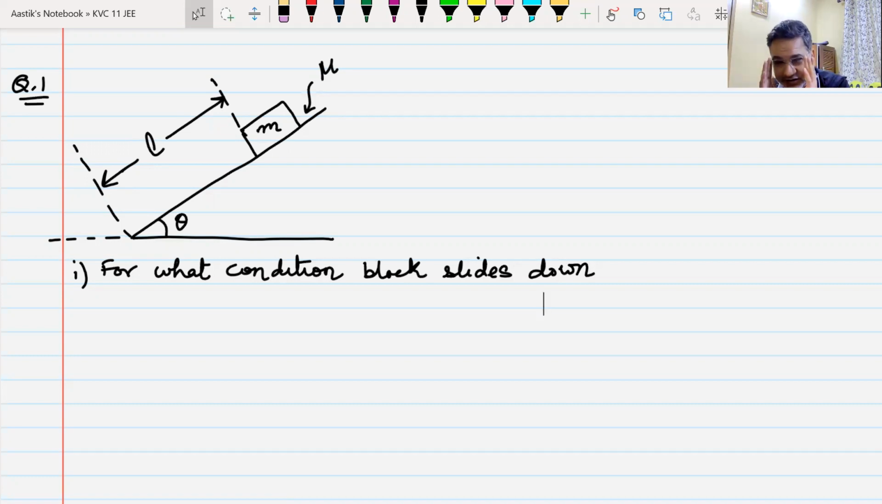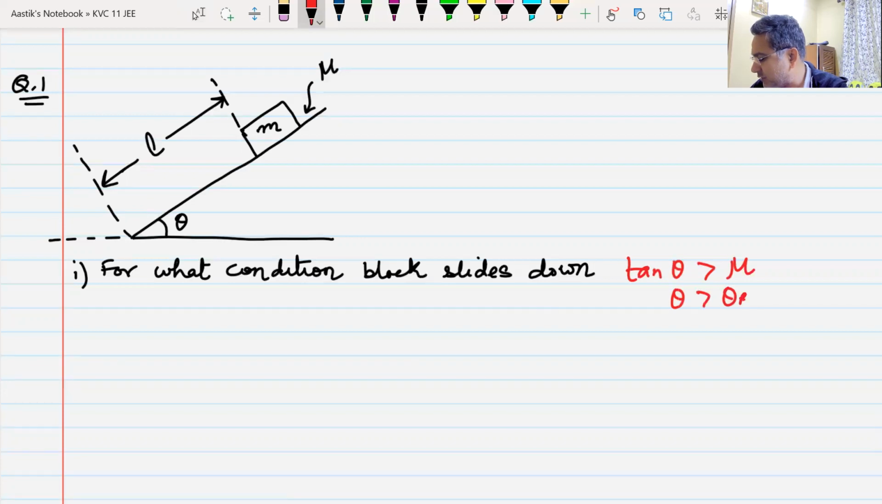Yes, now can you tell me under what condition the block slides down? And the condition is your tan theta should be greater than mu. Angle of inclination theta must be greater than theta repose, or tan theta should be greater than mu. Anyways, the block is going to slide down.